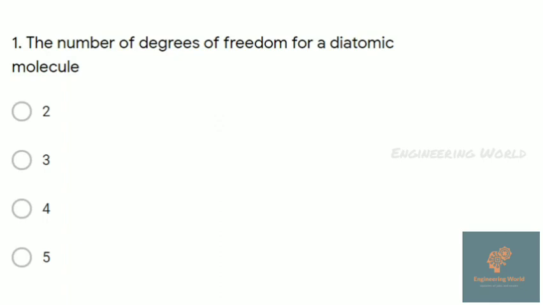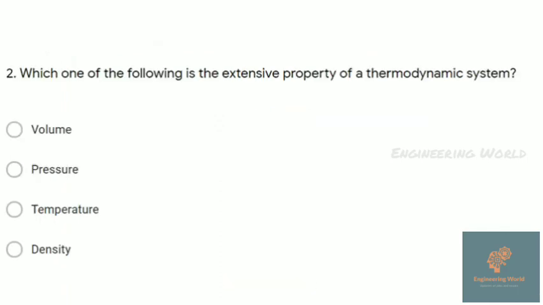First question: the number of degrees of freedom for a diatomic molecule. There are 3 translational and 2 rotational degrees of freedom for a diatomic molecule. So there are a total of 5 degrees of freedom.